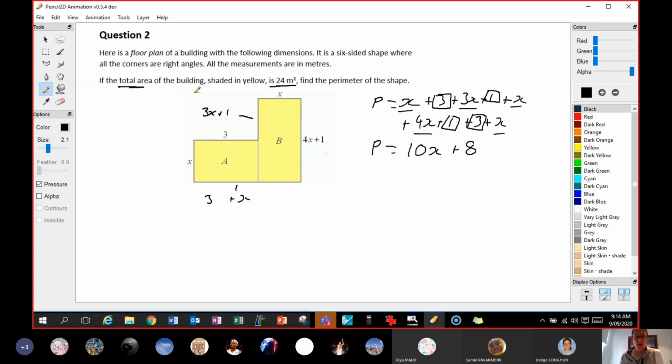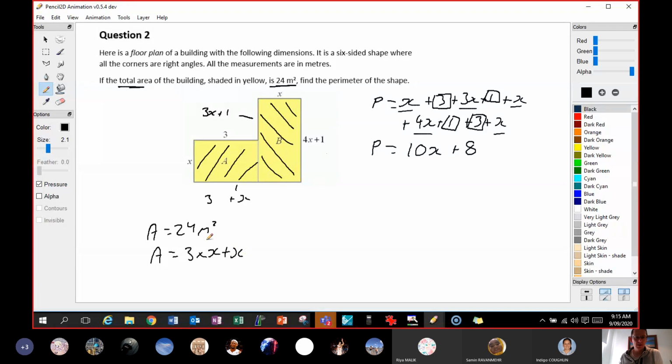Now I can do that by knowing the area. Well, I know the area of the shape. That has to equal 24 square meters. What is the area of this shape? Well, let's look at it. I can break this down into two sections. We've got this section here, which is 3 times x. So the area actually equals 3 times x. And then I've got this section, which is just a rectangle, right? So it's width times length. So it's going to be x times.